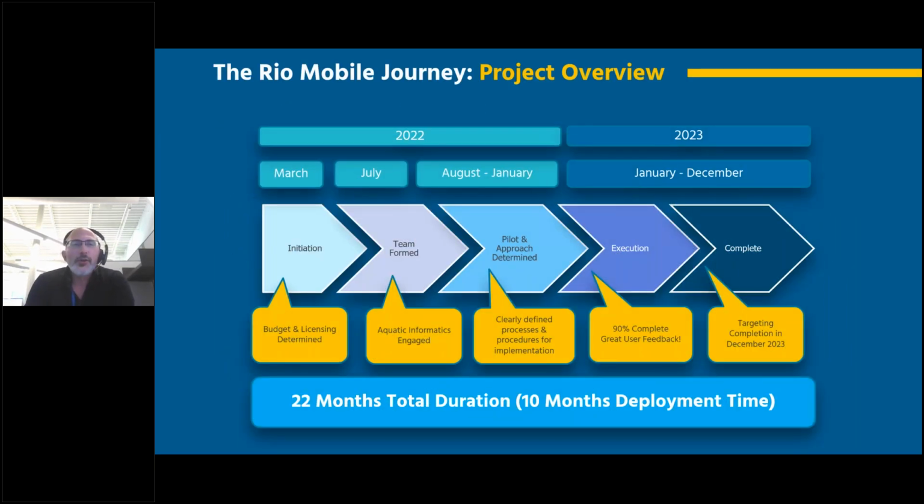All right, so how did it actually happen here at REWA, and what did that time frame look like? Well, it's taken us about 22 months, and a little bit less than half of that was actual deployment time. So you may be asking, what were you doing for the other time? Well, we were planning.